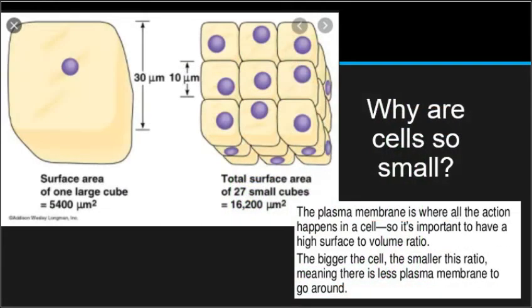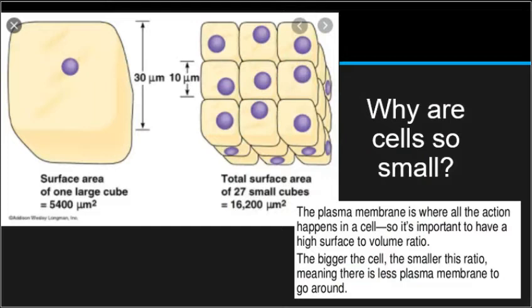Okay, so why are cells so small? It turns out that if we look at this little example over here, if I have one large cell versus these, how many are there? 1, 2, 3, 4, 6. How many are there? 27. I actually have a lot more surface area in those small cells, in those 27 cells. I have a lot more surface exposed.